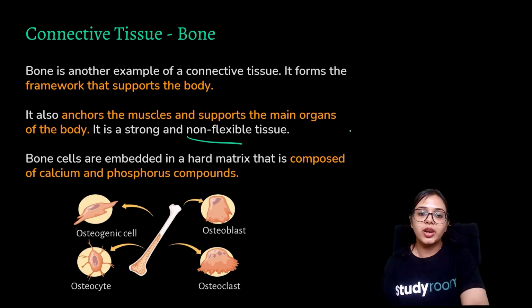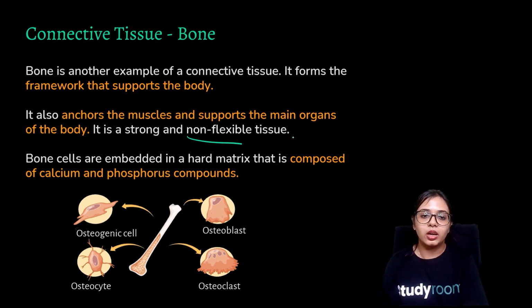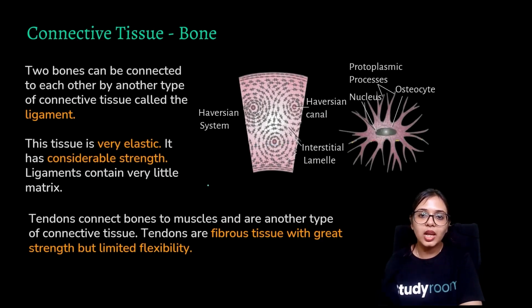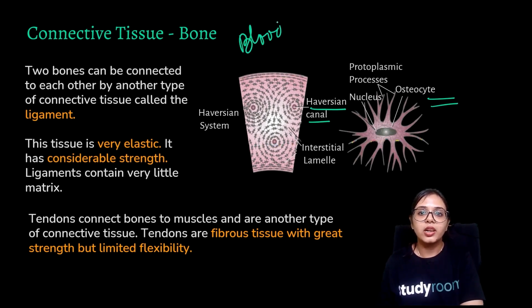Bone cells are embedded in a hard matrix that is composed of calcium and phosphorus compounds. The types of bone cells are osteoblast, osteoclast, osteocyte, and osteogenic cell. And the matrix in which bone cells are suspended is composed of calcium and phosphorus compounds, and it is a hard one. In that matrix, we also have this sort of arrangement that we call the Haversian canal. This arrangement helps in the transfer of important cells such as osteocytes, and it also forms a network where the blood vessels and all are interconnected.